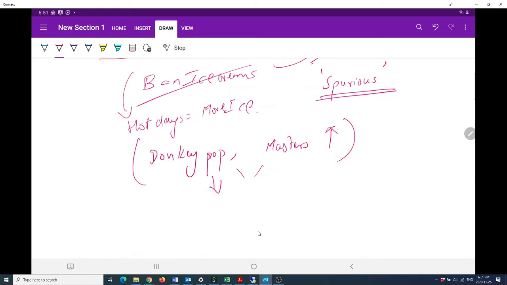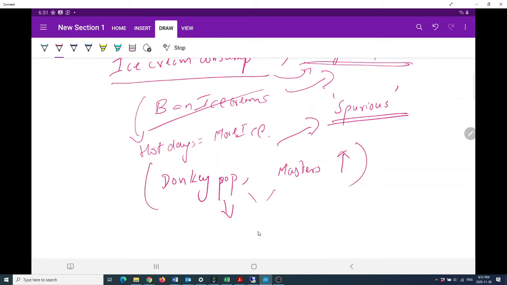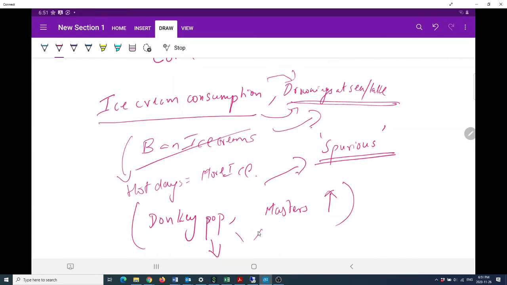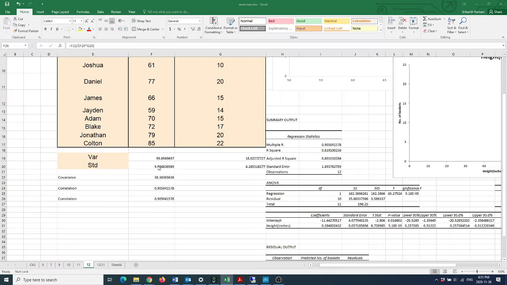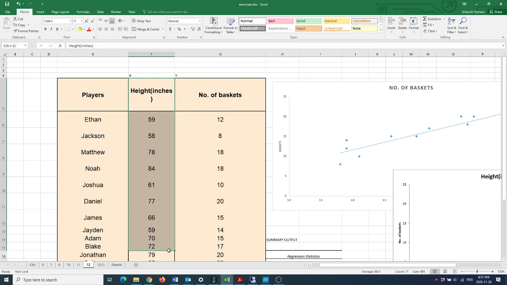So these sort of relationships are spurious correlations, and it's very important to know the theory behind the relationship between two variables. In our basketball example, we do have a clear relationship between height and number of baskets. So the next topic which we would be looking at is the idea of R square, which is also known as the coefficient of determination.